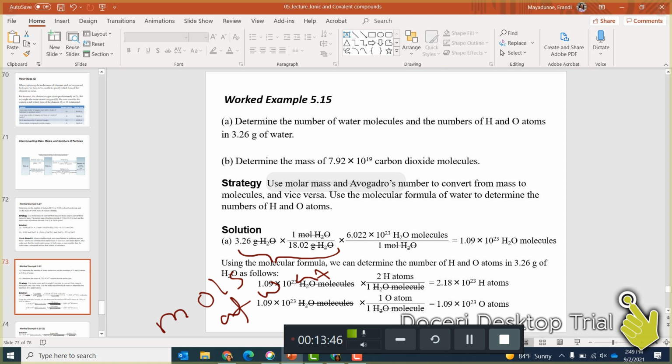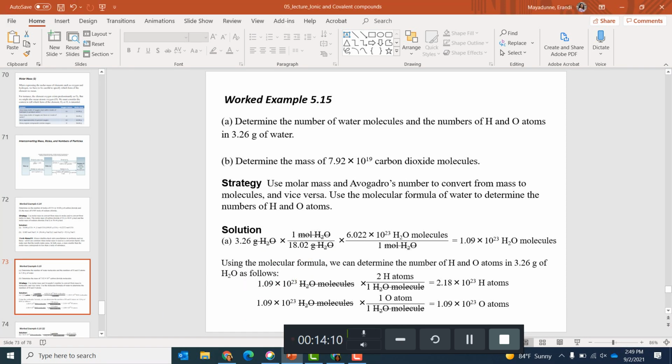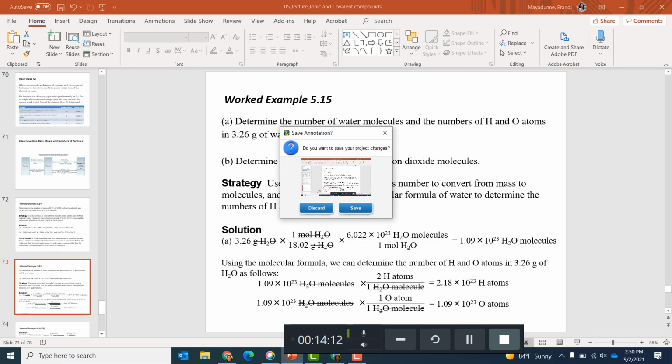When you talk about elements, remember we use Avogadro's number to convert to the number of atoms. Same as here, except it's not atoms, they are molecules. So you take Avogadro's number and multiply it. And then determine the mass of 7.92 into 10 to the power 19 carbon dioxide molecules. Oh no, we have to do part 2 here. Let's go to part 2, and then the number of atoms.